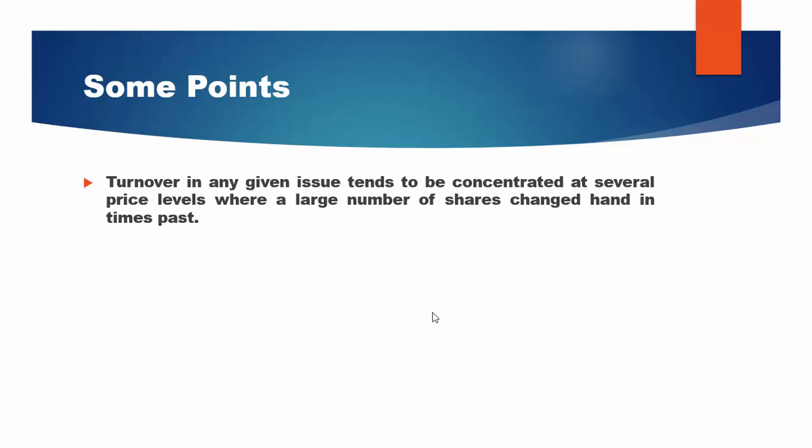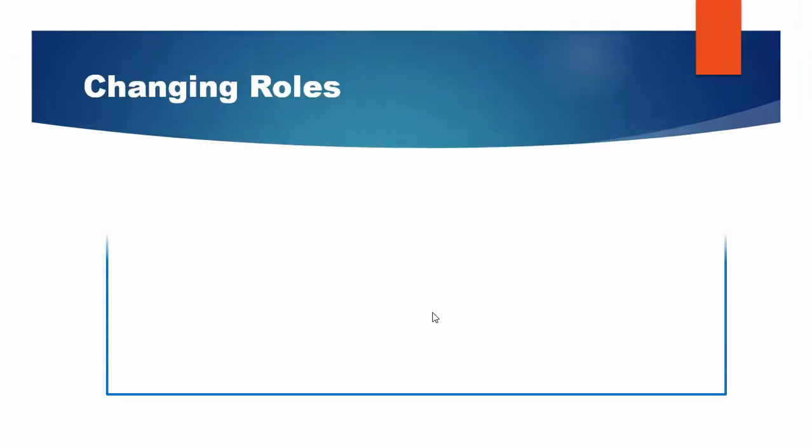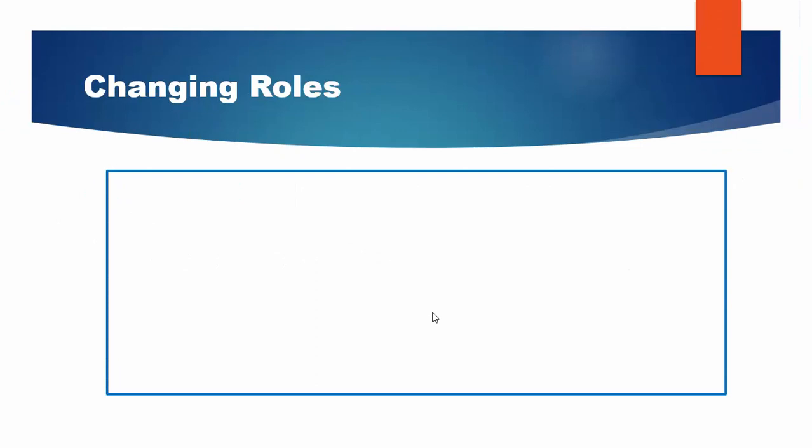Here comes the next point. These critical price levels constantly switch their roles from support to resistance and from resistance to support. Let's see this in a picture. As an example of changing roles for support and resistance, imagine that we're in an uptrend and price is rising. Then it stops somewhere and retraces, and we can see a level which prevented price to go higher. This level showed us a resistance.